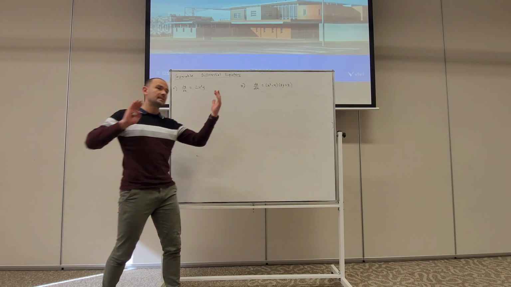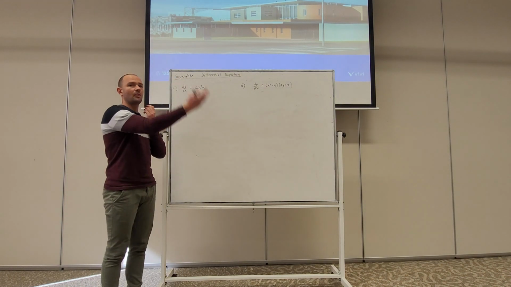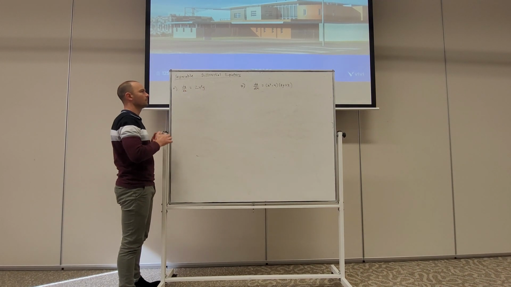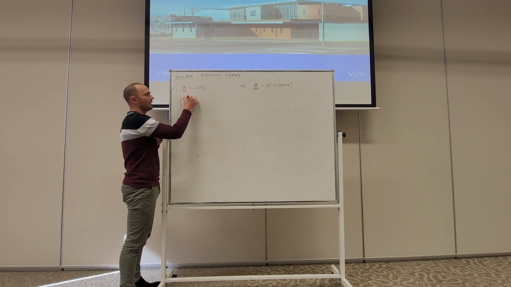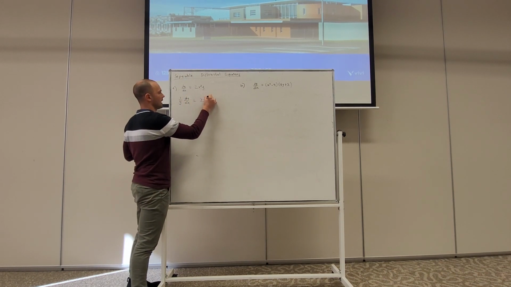Now this is going to be separable, which means we can isolate the x part and the y part. So we're going to start by dividing both sides by y. So I'm going to have 1 on y multiplied by dy on dx is equal to 2x squared.